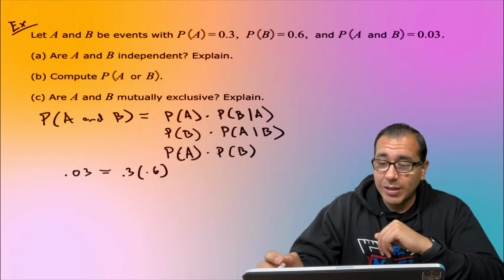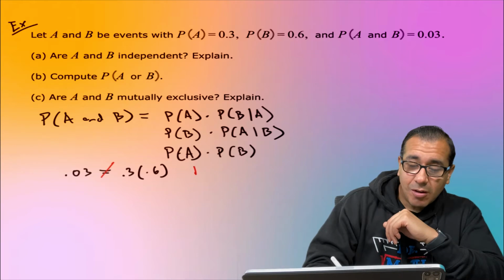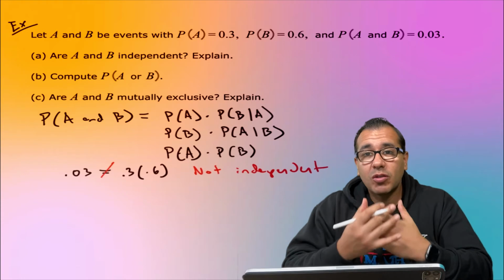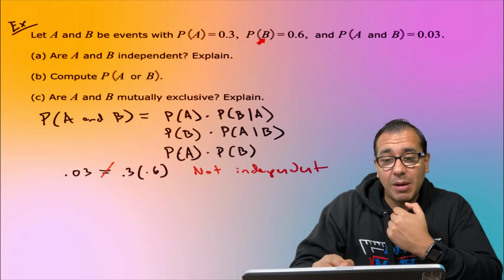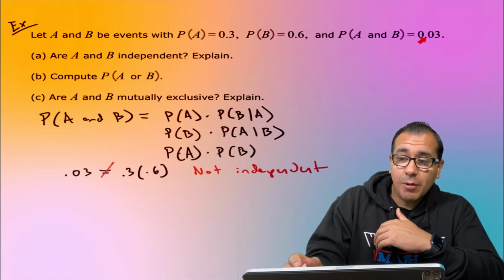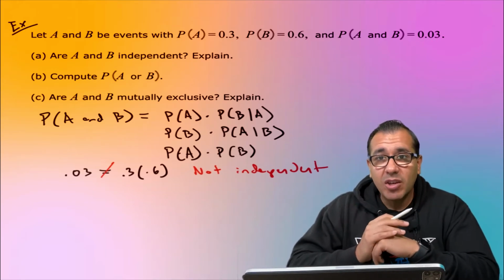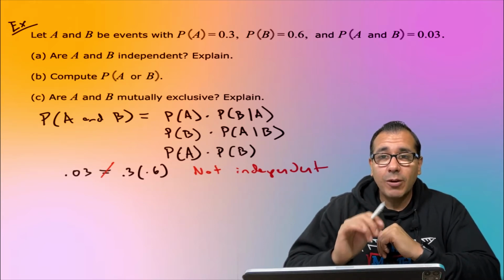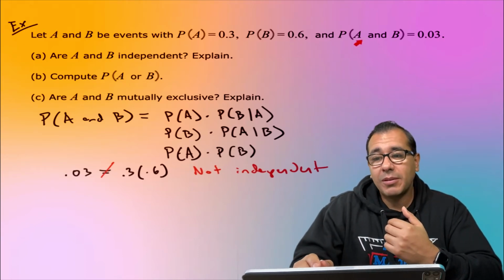So that's our quick little check. These are not equal, so what this tells us is that these events are not independent. If they were independent, then multiplying the probability of A times the probability of B would have produced this number right here, 0.03, and it didn't. So that's how you check for independence when they give you the formula. You just multiply these two, and it better equal the probability of A and B.